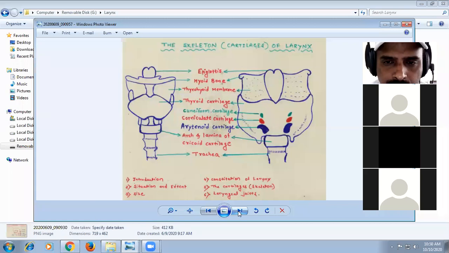Then the size: you are going to get 33 millimeters, and you have 44 millimeters. Whatever the constitution of the larynx, it consists of the three paired and unpaired cartilages. So the three paired and unpaired cartilages are the skeleton of the larynx, and you have to remember that.